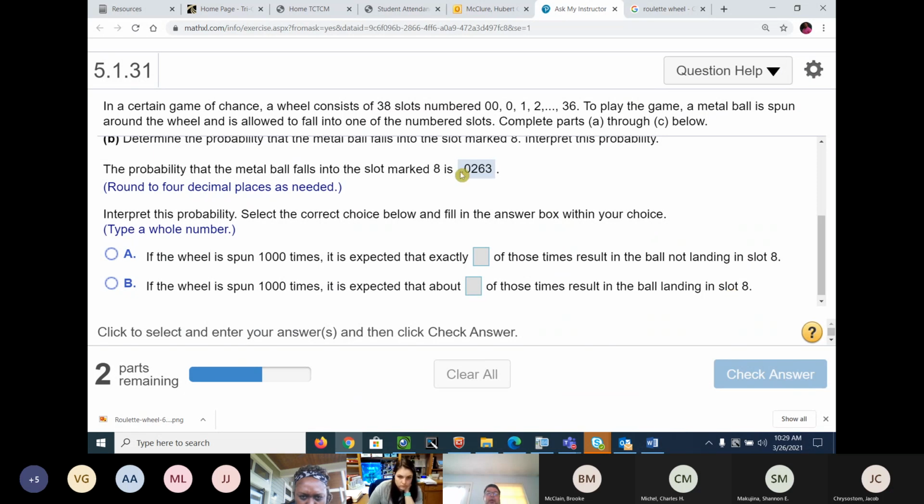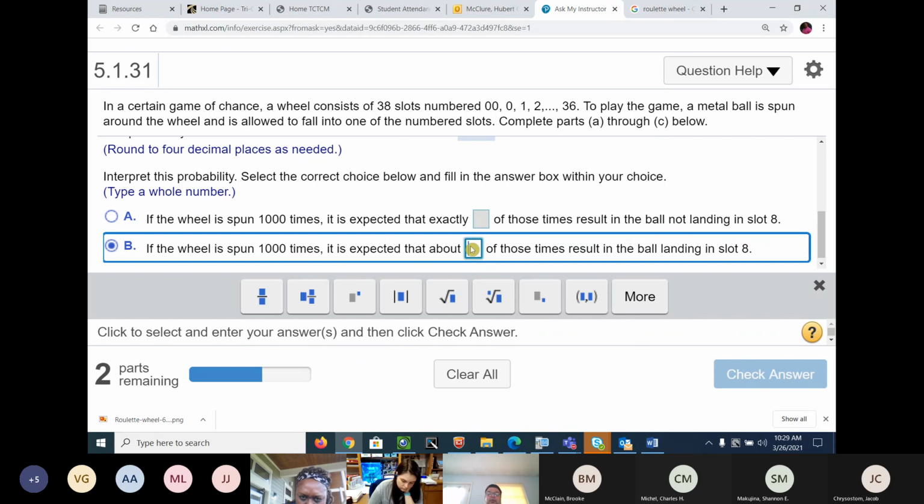So move it. How many places to the right? 3. 1, 2, 3. 26 times. Why did I pick about? Because you never say exactly. Never say exactly.